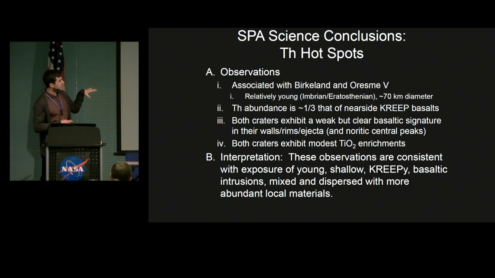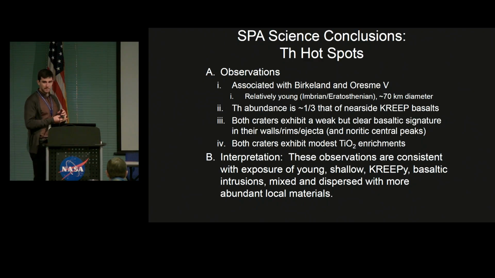So that's another reason why we think that this could be a dispersed intrusion that was mixed with more local feldspathic material. So it's not a huge monolithic intrusion that stretches between Oresme and Birkeland. It could be a series of dikes or something like that that were then mixed with the local feldspathic materials. And again, that's consistent with the fact that both craters exhibit a weak basaltic signature.